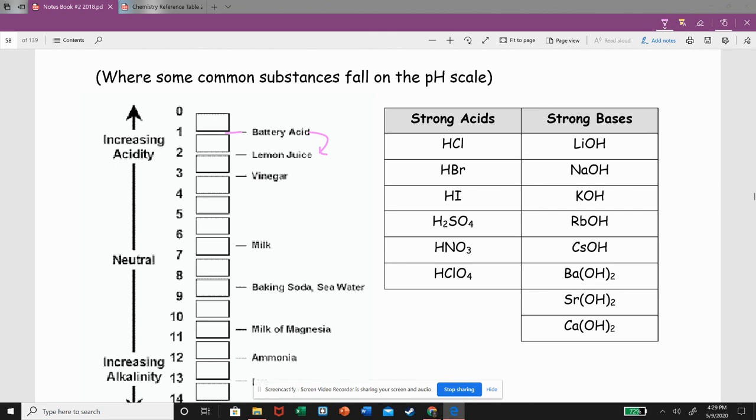But can you drink lemon juice? Sure, you've all had lemonade before, right? Because every pH value is a multiple of 10. So if I go from a 4 to a 7, 4, 5, 6, 7, this is 1,000 times less acidic.